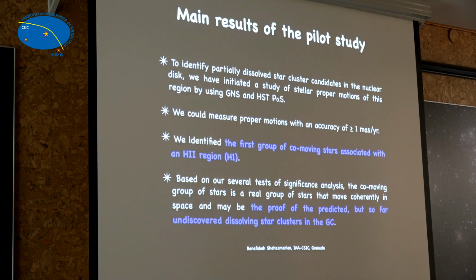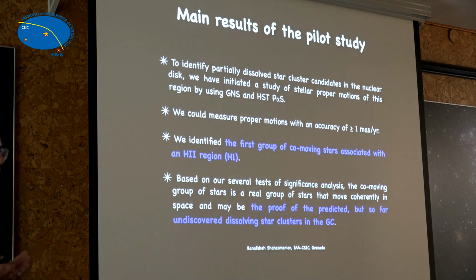We use HST Paschen alpha, we use Galactic Nucleus, we have two different epochs, a 7 year baseline between them, and we calculate proper motions. And we obtained the first group of co-moving stars, which is at the position of the H1, H2 region, which is a supposedly young stellar region. And we could measure proper motions with an accuracy of 1 milliarcsecond per year.